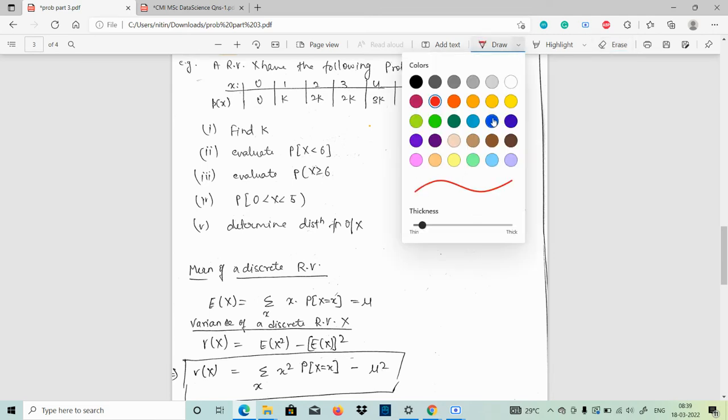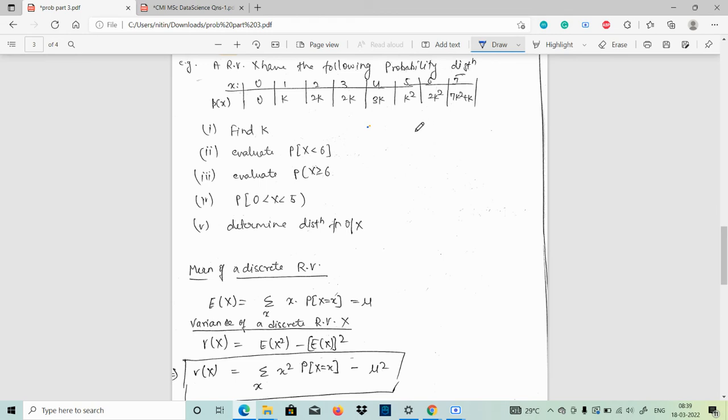Obviously, at this point of time, let's discuss another example. The example is: X has the following probability distribution. So x is equal to 0, 1, 2, 3, 4, 5, 6, 7, and there are different probabilities that have been defined. You have some specific questions given for that. The first question is find k. Do you have any idea how we'll find k, using the properties of the probability mass function? Anyone?